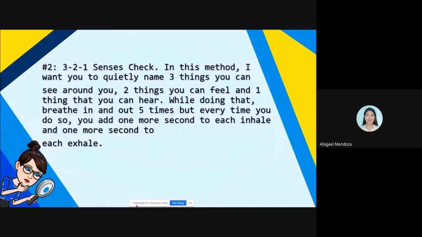Number 2. Senses check. In this method, I want you to quietly name 3 things you can see around you, 2 things you can feel, and 1 thing that you can hear. While doing that, breathe in and out 5 times, but every time you do so, you add 1 more second to each inhale and 1 more second to each exhale. Let us try.